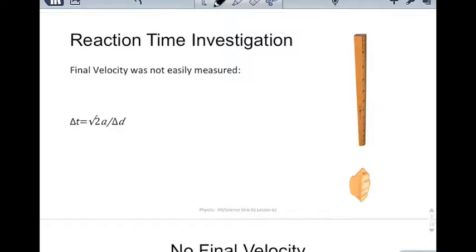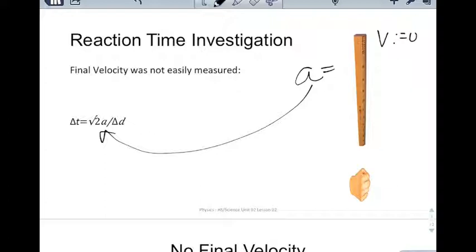So, the reaction time investigation. Final velocity was not easily measured. We knew it started at rest because you dropped it, and whenever you dropped it, it wasn't moving to begin with. You know the acceleration there. The acceleration was that of gravity, which is a constant, and you could easily measure the distance by marking where you caught it on a meter stick. But in this case, measuring final velocity would be very, very difficult as far as how fast the ruler is moving when you catch it. So this is a situation in which you can't actually find the final velocity, so what do we do?